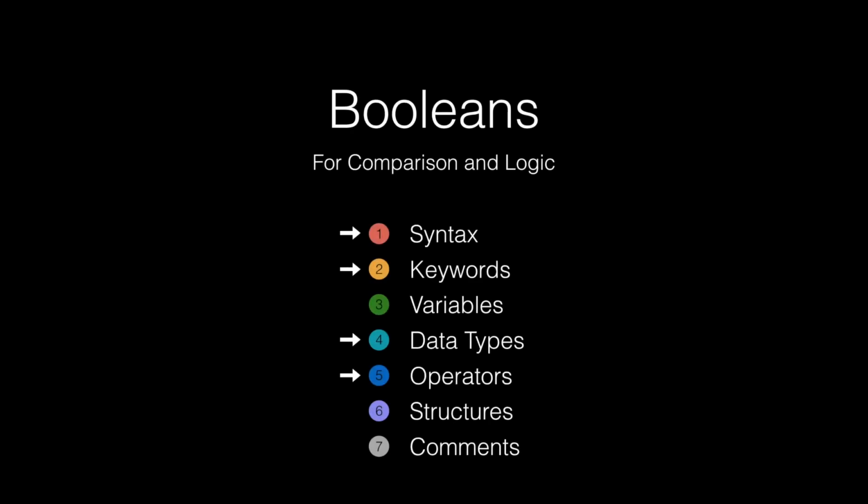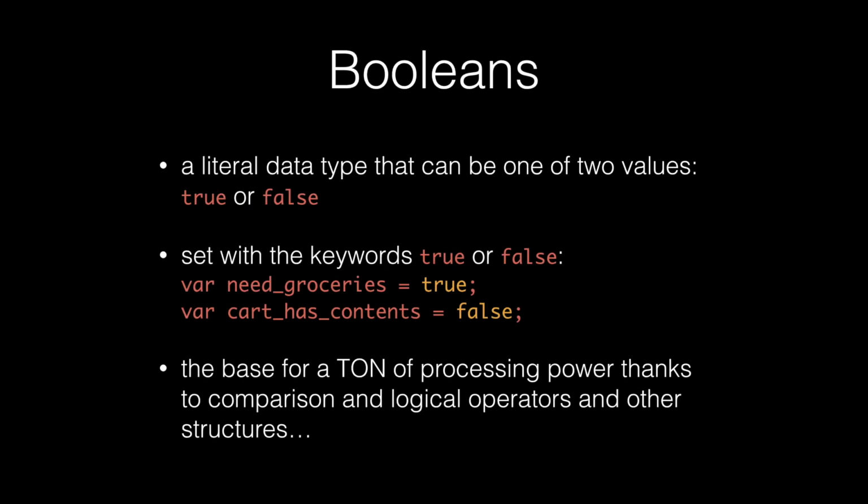And we have some new syntax to learn. We have some new keywords to learn. And Booleans are a data type. And along with them, we have a package or a set of operators that we'll use. So Booleans are a literal data type, like numbers and strings, that can be one of two values, true or false. So what does that mean?